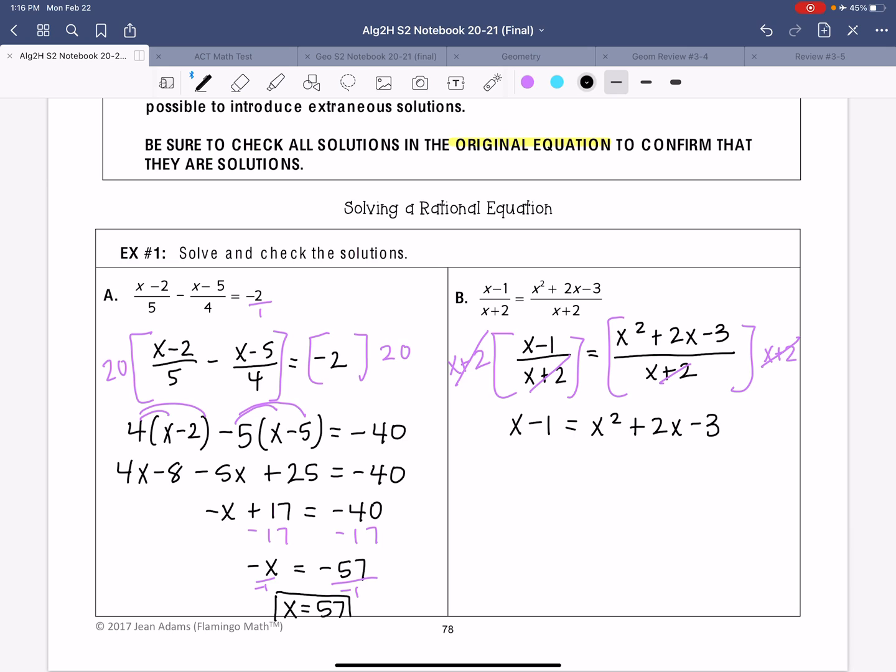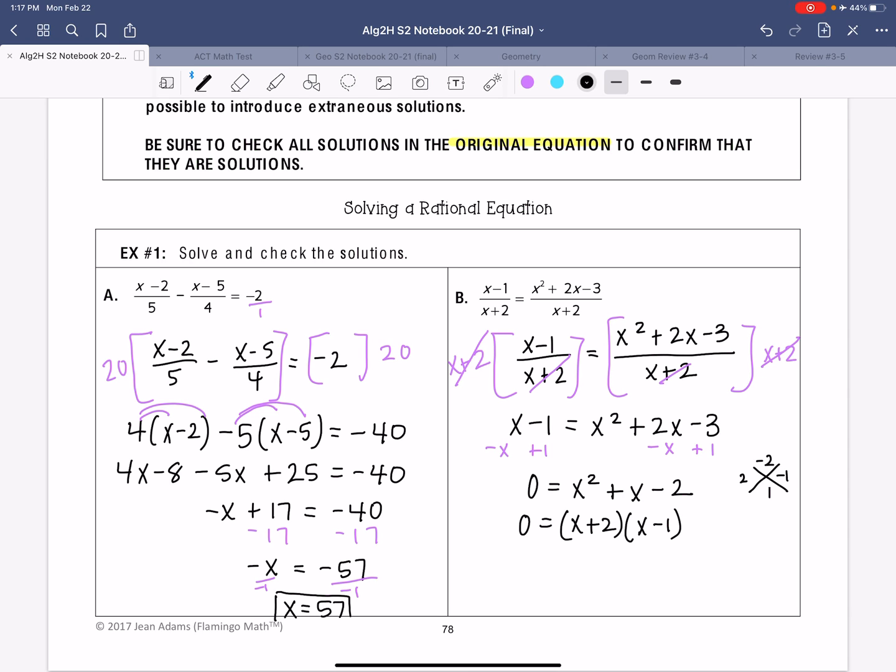This is a quadratic. To solve a quadratic, we need it to equal 0. So I'm going to go ahead, add 1 to both sides, and subtract this x from both sides. So now we have 0 equals x squared plus x minus 2. Okay, we want to factor it, so I'm asking myself what multiplies to give me negative 2, adds to give me positive 1, and that would be positive 2 and negative 1. So this is going to factor to become x plus 2 and x minus 1.